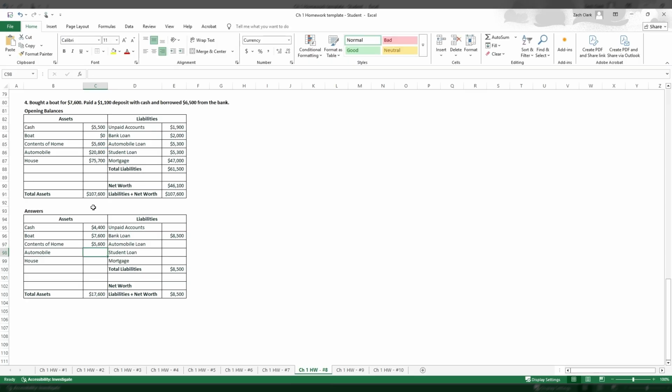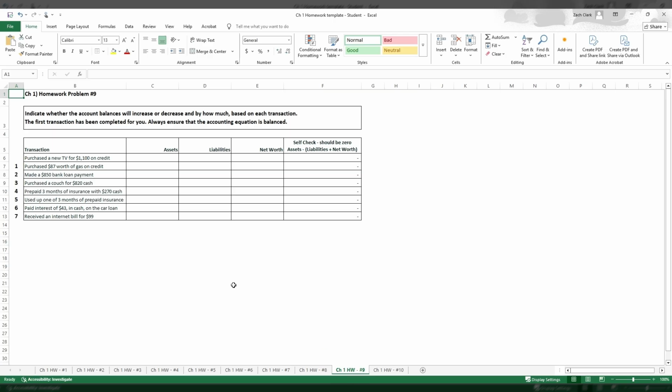And then we'll just, again, link up to all of the accounts that were unaffected by this transaction. So here's the alternative way: you can just select each one of these individually if you'd like. And you can see when we finish, our assets equal our liabilities plus net worth. And we can move on to the next problem.